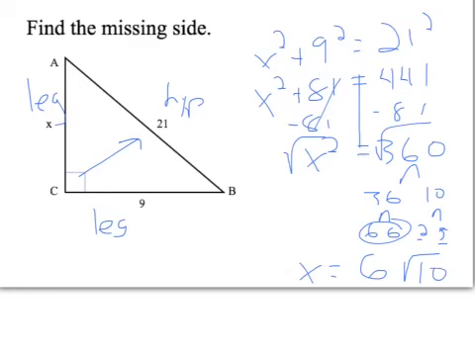So Pythagorean Theorem, make sure you identify your legs. Legs are the sides that make up the right angle. The hypotenuse is opposite of the right angle, it's your longest side. And then do leg squared plus leg squared equals hypotenuse squared.